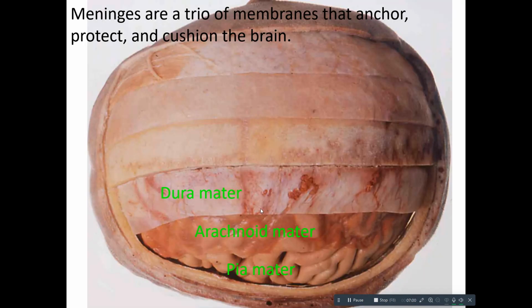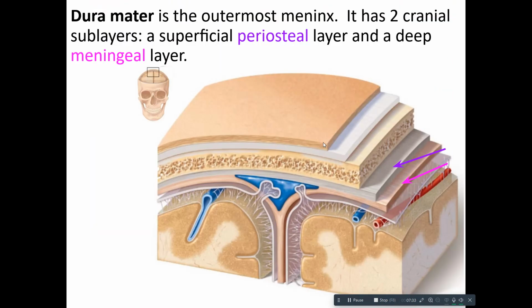We did those already. The meninges are a trio of membranes that anchor, protect, and cushion the brain. From outside to inside, there is the tough dura mater, the web-like arachnoid mater, and then the skinny, delicate pia mater. Mater means mother. I think it's a Persian saying where if 2 things are next to one another, one is the mother of the other. I don't really know exactly. Forgive me for that. Dura means tough. Arachnoid means spider-like. And pia means delicate or gentle. So the dura mater is my outermost meninx. Notice the singular for meninges is meninx.